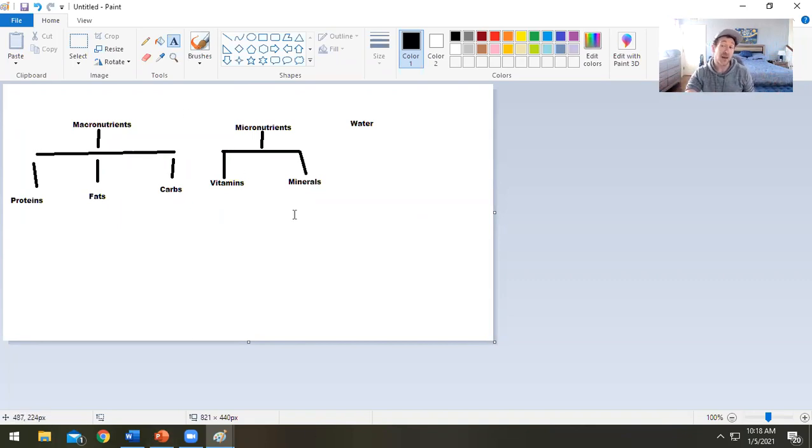And then we got our micronutrients. Micro means small. So you've got vitamins and minerals. You don't need very many of them, but they are super important, okay? And then lastly, like I said, you've got water, which is the most essential. And water is just kind of by itself. Water's just water.